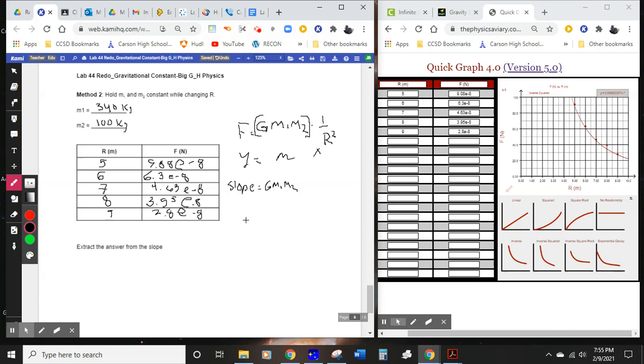However, when we make our plot here, we have to do 1 over r squared. So this here looks like just r, but we need 1 over r squared. So here's 5, so it's going to be 1 over 5 squared, which is 1 over 25. And 1 divided by 25 equals about 0.04.